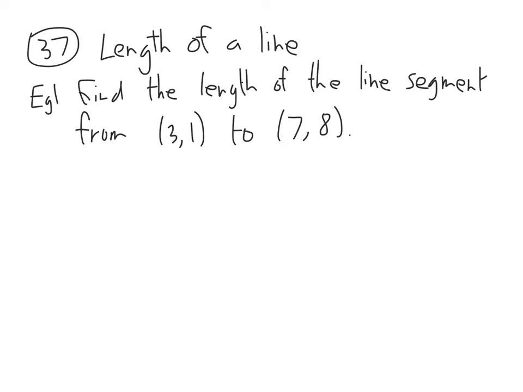This video takes you through objective 37, finding the length of a line, and later on finding the midpoint of a line. So example 1, we have to find the length of a line segment from 3,1 to 7,8. The word segment just means part of a line. A line can go off to infinity, so the segment just runs between these 2 points.